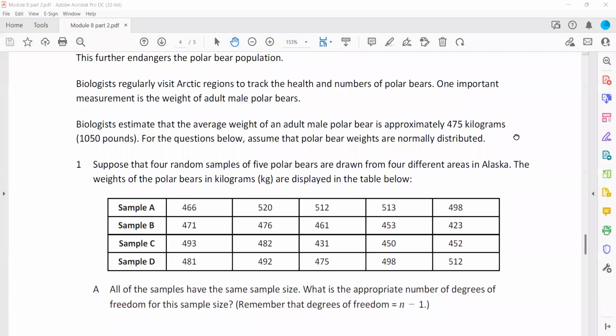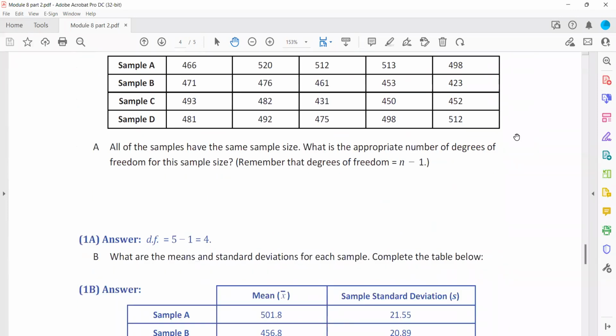So the degrees of freedom is 4. Now we want to find the mean and standard deviation of each sample. We're going to use our calculator to calculate each mean and each standard deviation. We're going to punch these into our calculator and find the mean and standard deviation for each sample.